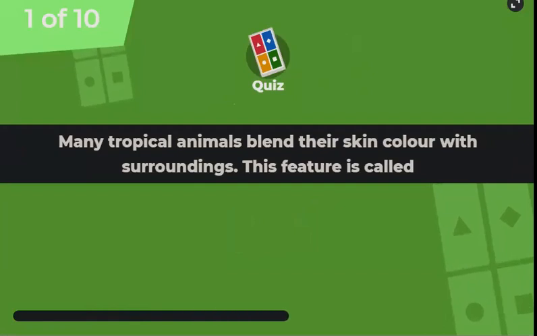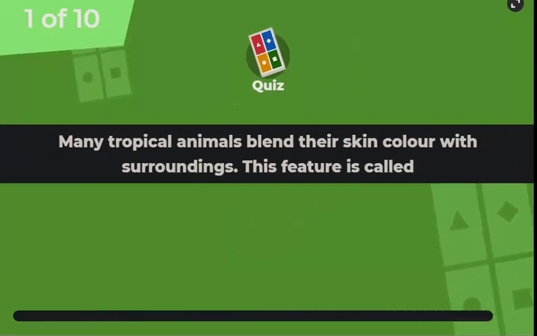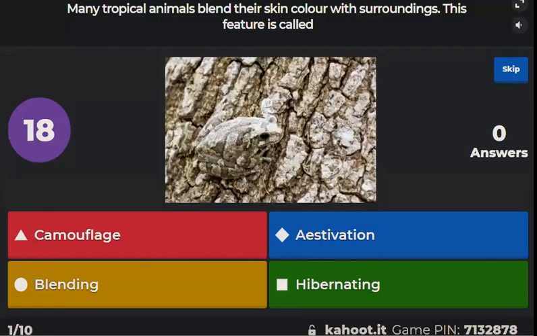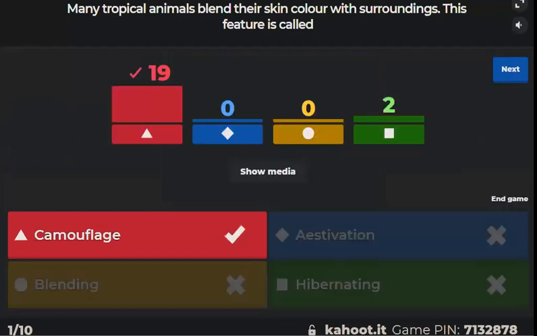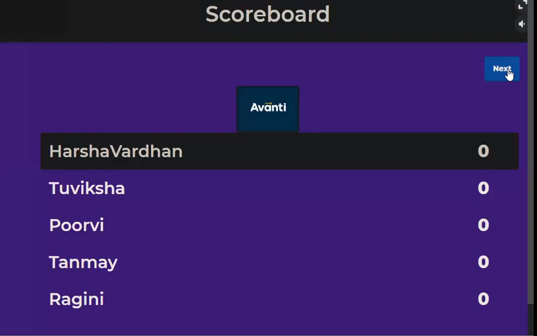Okay, many tropical animals blend their skin color with surrounding. This feature is called camouflage, right? Acetivation, blending, hibernating. Easy, very easy. Yes, camouflage, right? Very good. Second.